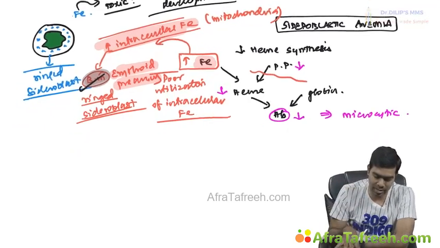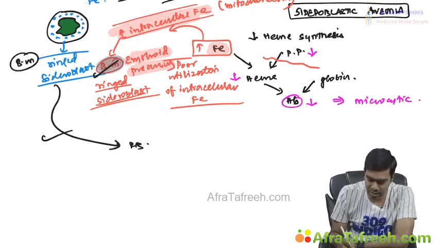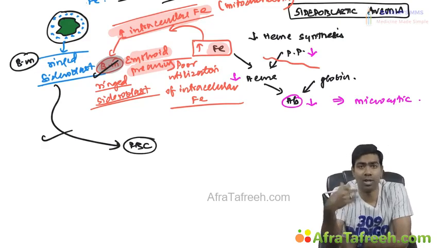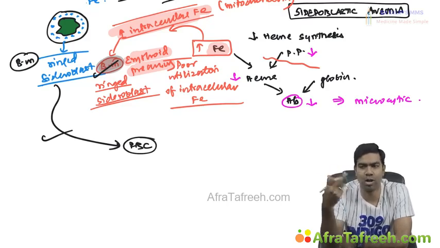So supposedly this increased iron, this ringed sideroblast in the bone marrow, somehow forms an RBC. Not all erythroid precursors will have this, and not all erythroid precursors are going to produce RBCs. So a few erythroid precursors can mature into mature RBCs.